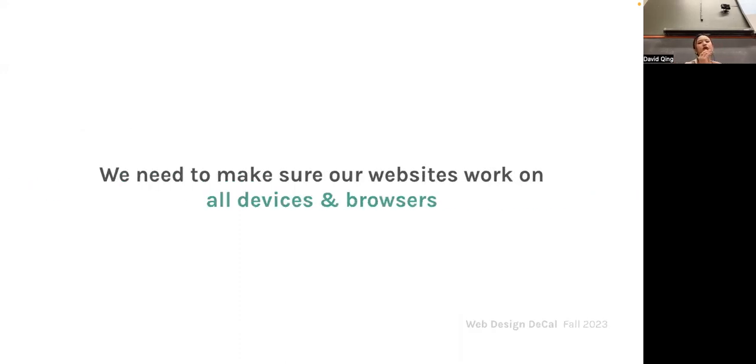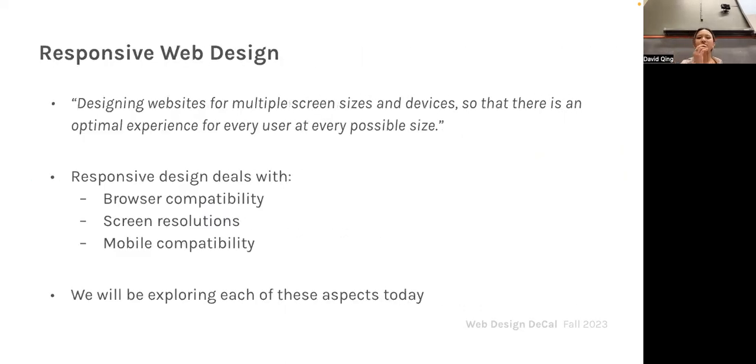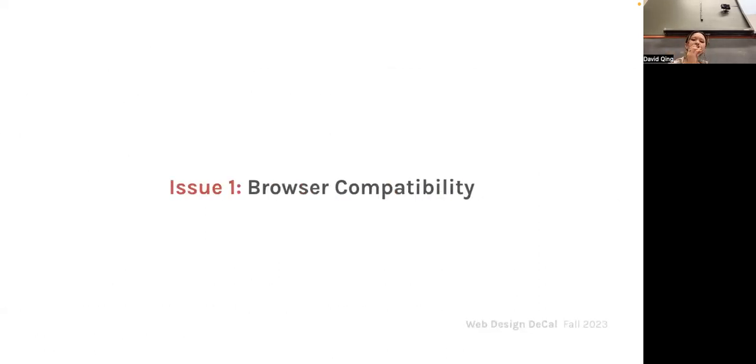But now, as a designer, what does this mean for us? Well, we want to make sure that our web designs will work on all devices and browsers, which leads us to today's topic, responsive web design. Now, what is responsive web design? It's essentially designing websites for multiple screen sizes and devices so you have an optimal experience for every user at every single size. Responsive design deals with the three main topics we'll go into today, which are browser compatibility, screen resolutions, and mobile compatibility.